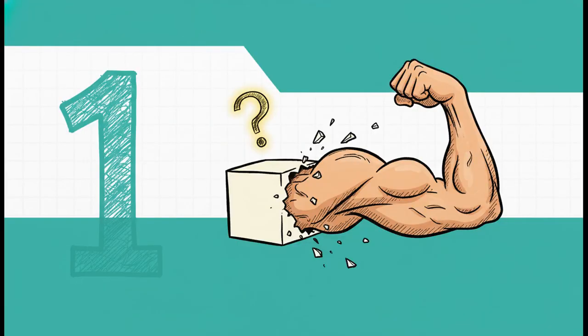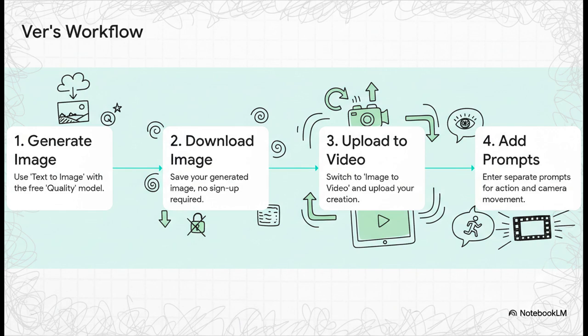First up is a generator you've probably never even heard of. It's called Vheer. But don't let its obscurity fool you. It has one of the most powerful features I have ever seen, and that includes some of the big paid tools. Now, its workflow is pretty unique. You gotta follow the steps.